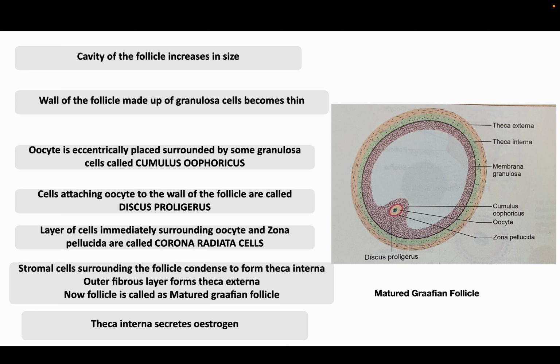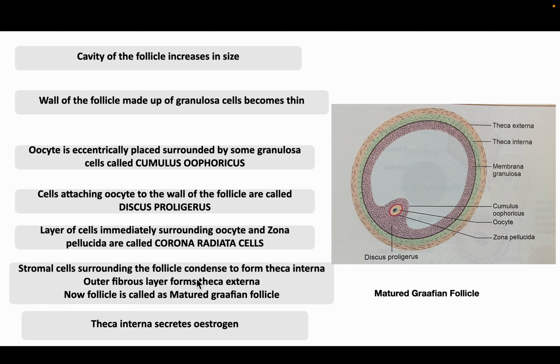Now, as the cavity enlarges, the wall of the follicle made up of granulosa cells becomes thin. The oocyte is eccentrically placed with some granulosa cells, called cumulus oophorus, towards the cavity, and some cells are attaching the ovum to the wall by the discus proligerus. Layers of cells immediately surrounding the oocyte and zona pellucida are called corona radiata cells.